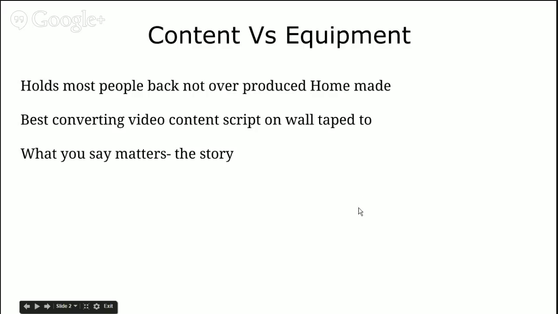Content versus equipment. Equipment is what holds most people back, and being afraid to be on camera. And the thing you need to do is just get out there and do it. And once you do that, you do it about 10 times, you'll be over the jitters, and it'll be fun. And you can do all kinds of stuff.